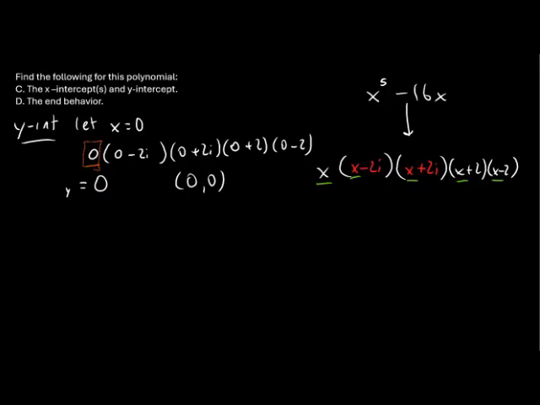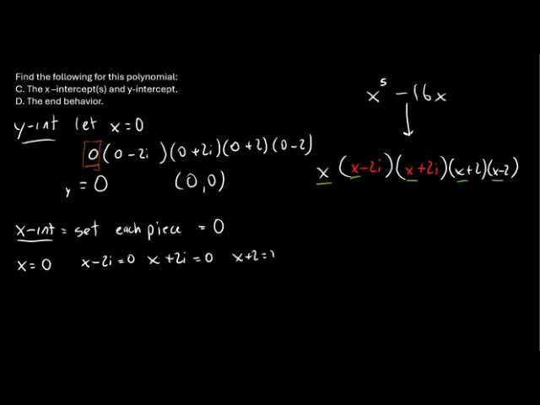Let's also look at our x-intercepts. For our x-intercept, we'll set each piece equal to 0 and look at what solution that gives us. Our first piece is just a lone x. We'll set that equal to 0. Our next pieces are imaginary pieces, x minus 2i and x plus 2i. Then we'll have x plus 2 equals 0 and x minus 2 equals 0.